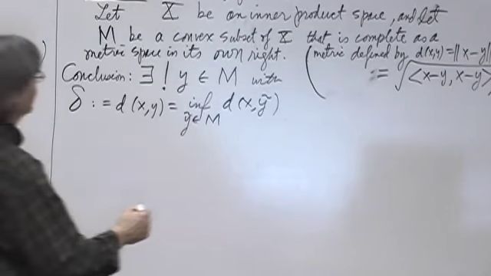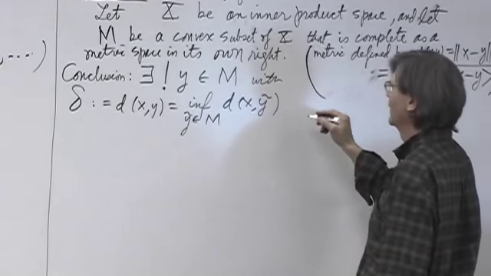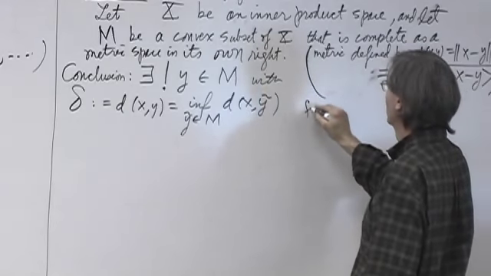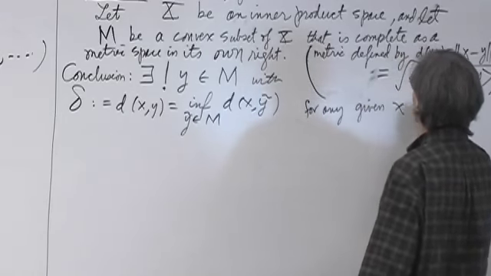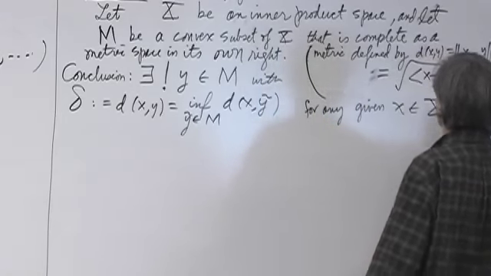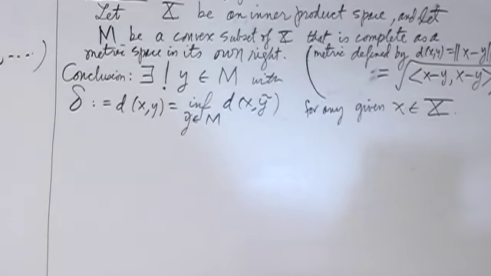I'll let x also be any given x belonging to the original space. So you give yourself a point x. I forgot to tell you the vector x. Give yourself a vector x. Give yourself any point in this space, and then you have this convex subset that is complete.